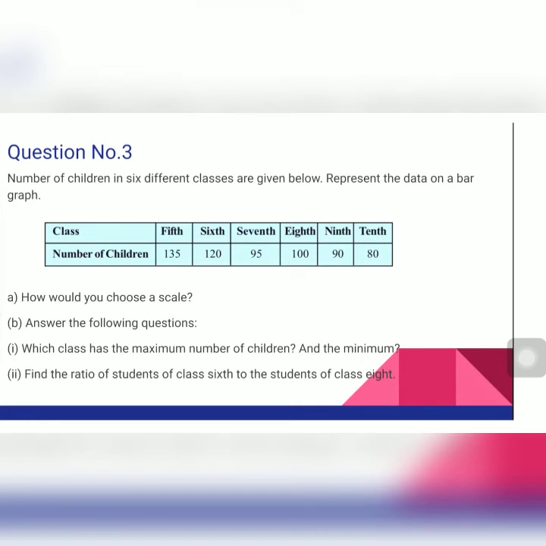Means what, the first two questions were based on the analysis of data based on the graphs already given along with the question, and now we have the data given with us and we have to use this data to draw the bar graph. Okay, this time we have to draw the bar graph ourselves.